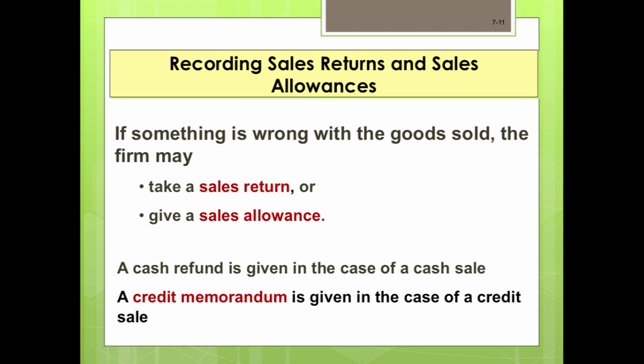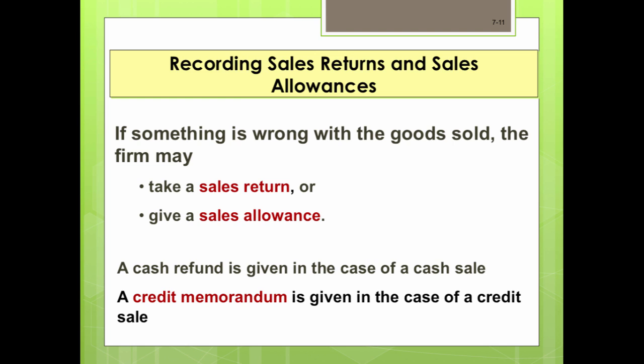If something is wrong with the goods sold, which will happen in your business at some point or another, the business may take back the goods, resulting in a sales return. Or they may negotiate a reduction in the sales price, resulting in a sales allowance. Okay, so a sales return, as it states, is when the customer returns the product for a full refund. Or you as a business owner may negotiate with your customer to give them a sales allowance. So they won't return it, but you will give them a better price for the product.